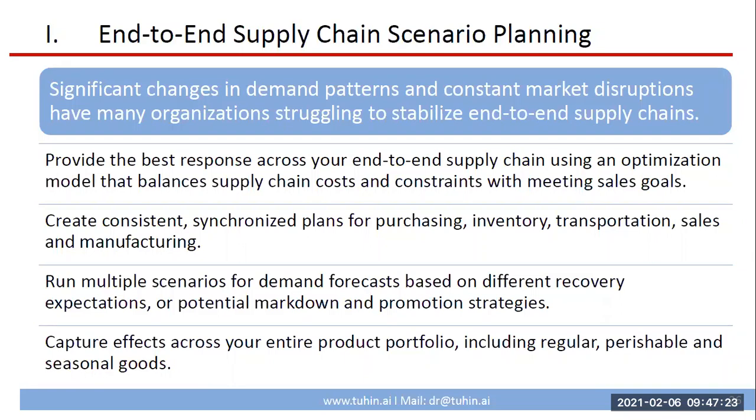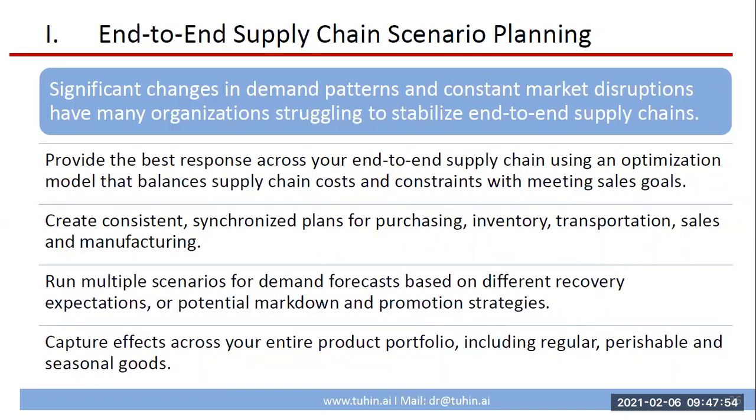So that's the entire supply chain scenario planning you have to do. Given the kind of scenario, what are the kind of constraints that have come? Create a consistent, synchronized plan for purchasing, inventory, transportation, sales, manufacturing. Run multiple scenarios for demand forecast on different recovery expectations. What is the potential markdown? What kind of promotions should be applicable here? The existing promotions which were there in the pre-COVID scenario were not helpful because everything changed at that point of time.